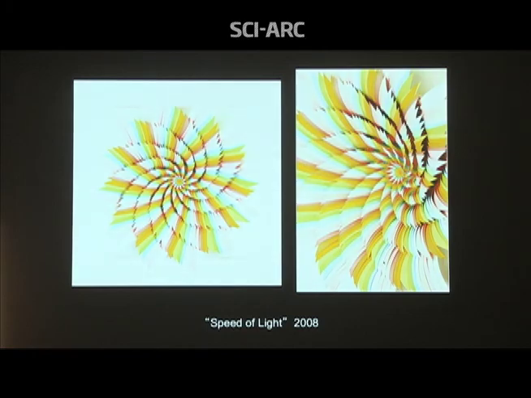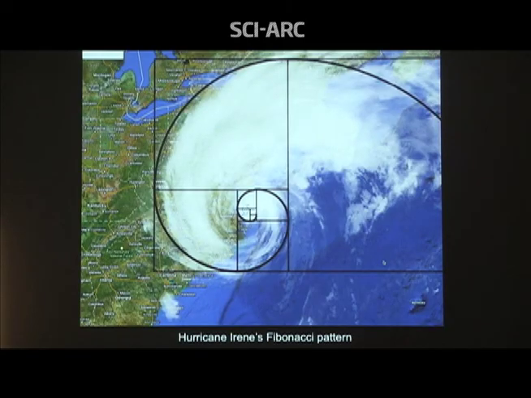Another one of my sculptures, the speed of light. And this one I coincidentally decided to do in a rainbow gradient. And as I was creating it, I didn't realize these colors would match up. So that's a happy mistake that happened. And this is sort of like the Fibonacci pattern. So you see it everywhere.